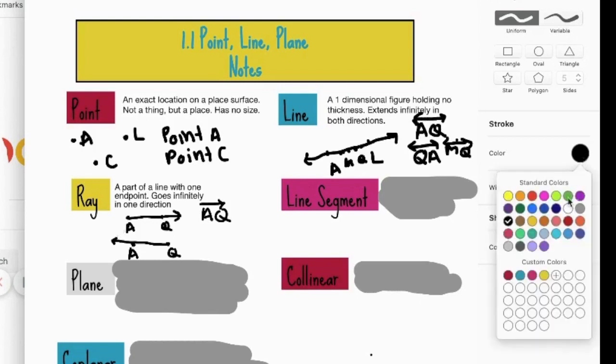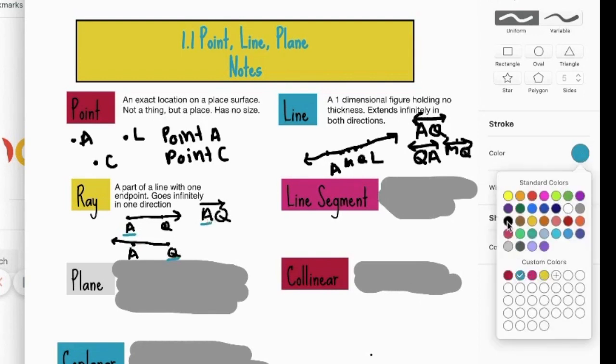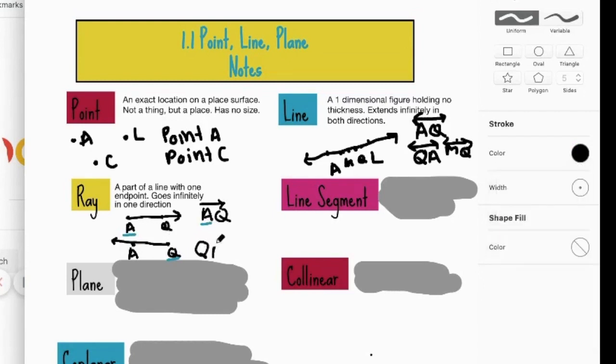So if we look in our previous example, A was our endpoint. Now Q is the endpoint. A went first here. So now Q is going to go first. So I'm going to say QA, and my arrow goes to the right. So even though my arrow is pointing left on the diagram, when we notate it, so this is how we would write it on our paper, the arrow will always go to the right.